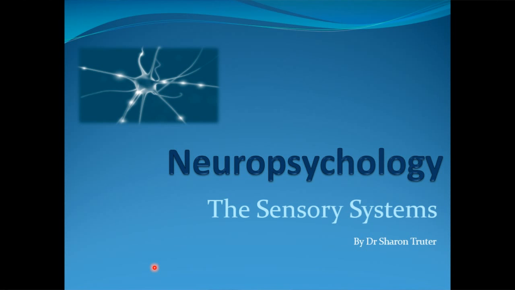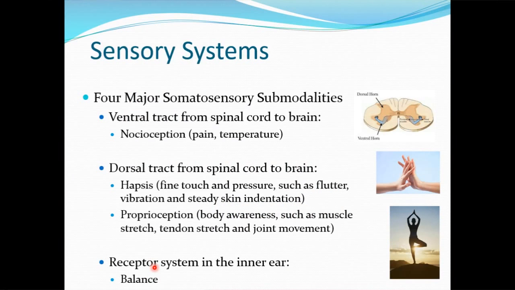Now, the sensory systems. There are four major somatosensory submodalities. The ventral tract from the spinal cord to the brain, which is responsible for nociception, which is the perception of pain and temperature. The dorsal tract from the spinal cord to the brain. Remember, if you take a section through the spinal cord, it looks like this. Okay, the ventral horns are in the front here. The dorsal horns are in the back.